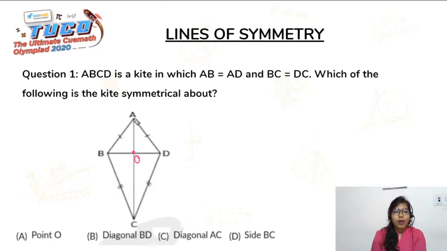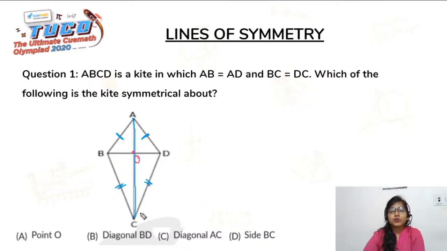Diagonal AC? Well, yes. If you look into diagonal AC, you have two triangles being formed. One is ABC and the other one is ADC. And they are definitely the same because we know that AB and AD are equal, and BC and DC are equal, and AC is the common side between the two. So both of these triangles are congruent to each other by SSS congruence.